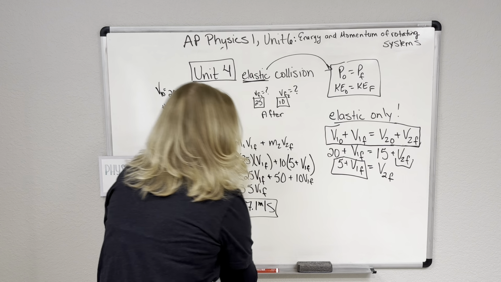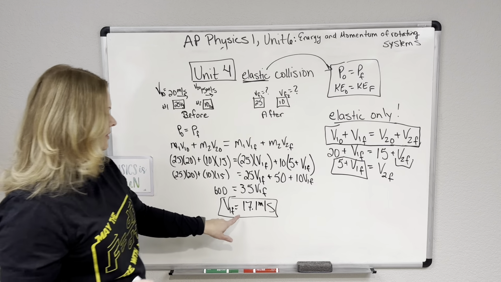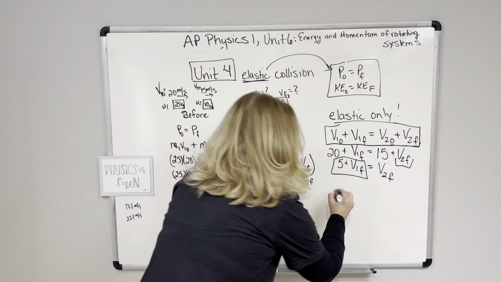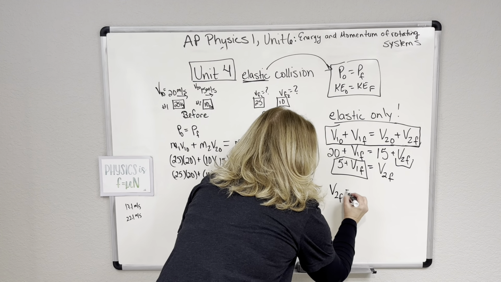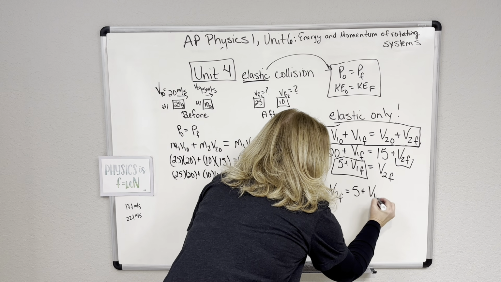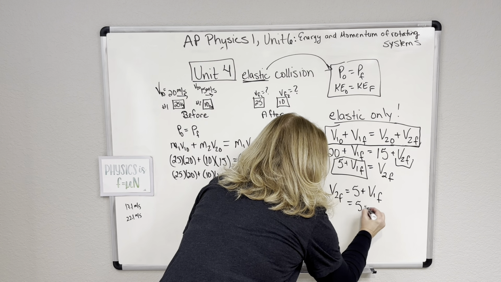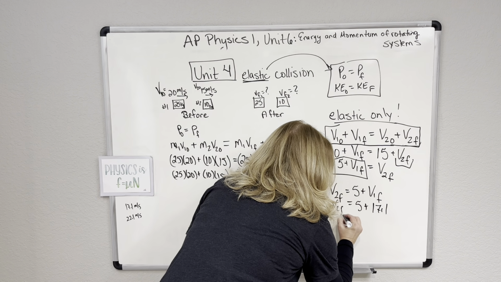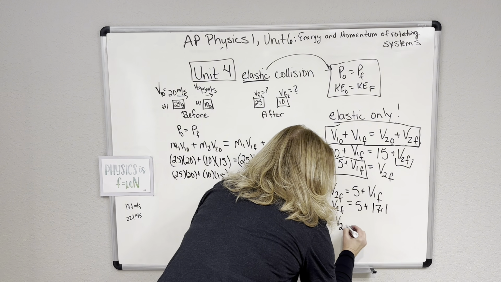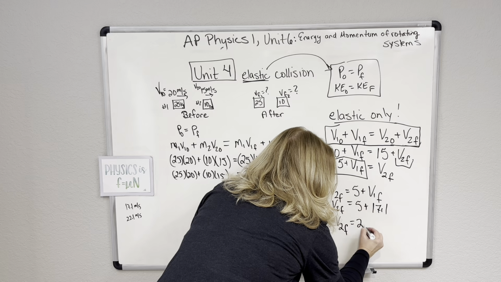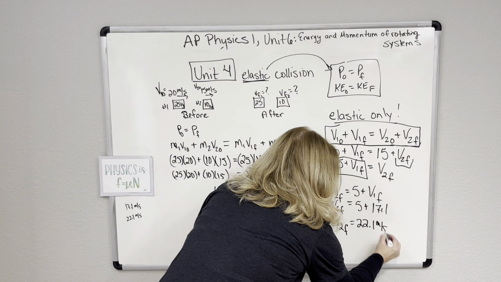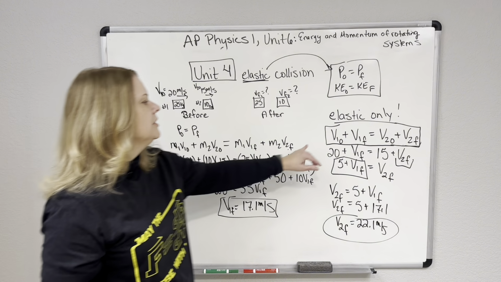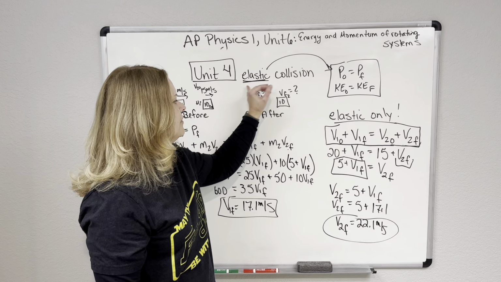All right, but they asked for both velocities, so what do I do with that? Well, go plug it back into this formula that we have. We said V2 final is equal to 5 plus V1 final. So that's going to be 5 plus 17.1. And that means your V2, the velocity on cart 2 final, is going to be 22.1 meters per second. And that is how you do this. You can only use this equation if you have an elastic collision.